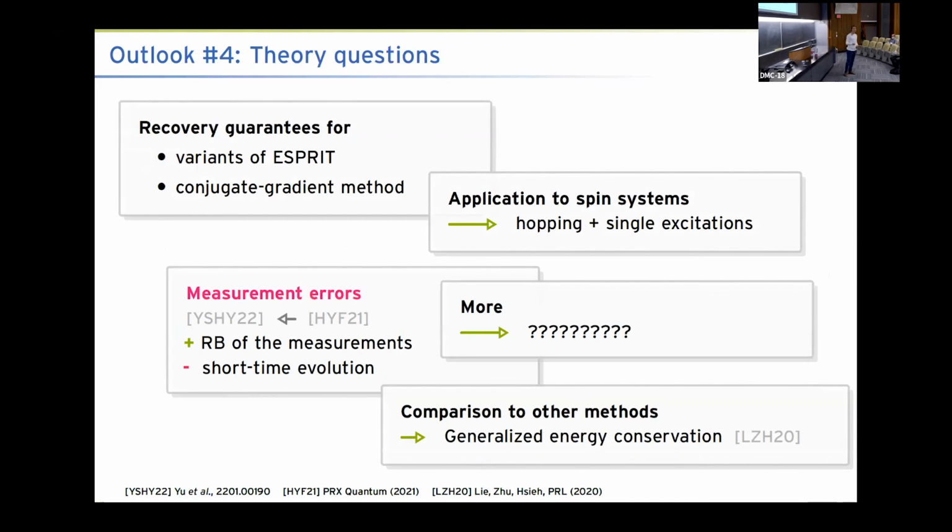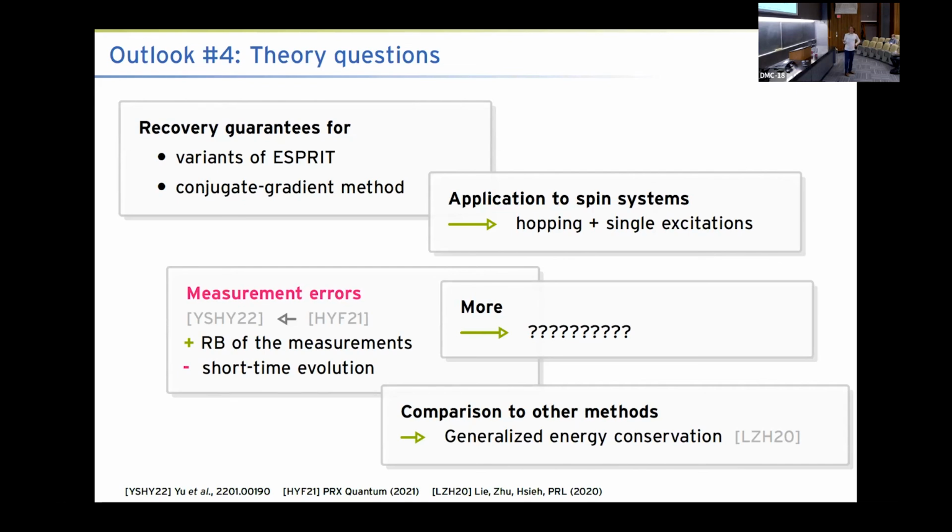We could look at recovery guarantees for these variants of ESPRIT. For some variants of ESPRIT, we actually have recovery guarantees, but then also for the conjugate gradient method, to actually prove that in the end, you're going to get this and that close to the target Hamiltonian. You can try and apply this to spin systems where you just have some hopping and single excitations, which are outside of the Bose-Hubbard world of superconducting qubits.